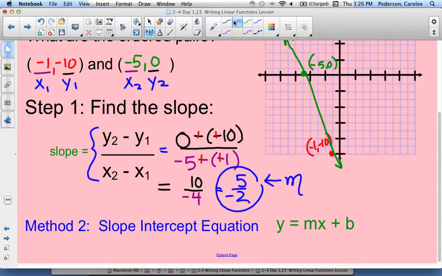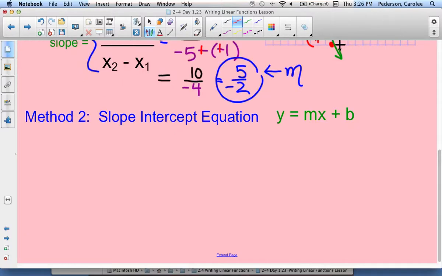Now I'm going to just choose one of the ordered pairs. I'm just going to choose the first ordered pair, -1, -10. And now I'm going to find the equation. So my ordered pair, -1, -10, is my point, and my slope that I found previously was -5/2. And we're going to use method 2, where we use the slope-intercept form. We want to solve for b. So I'm going to plug the point in.